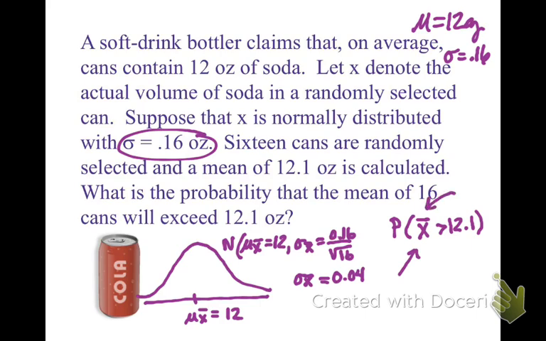So when I'm asking you to calculate a probability of means, you're dealing with a curve that is your sampling distribution of means. So if 12 is at the center, I'm looking for 12.1. I want to know the probability of getting that average for my 16 cans, or an average that's greater. So calculate this, press pause, calculate this, and come back and check. All right, so if you got 0.0062, you were correct.